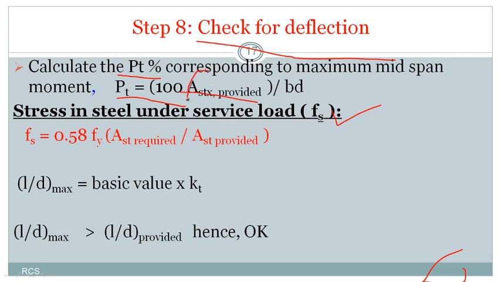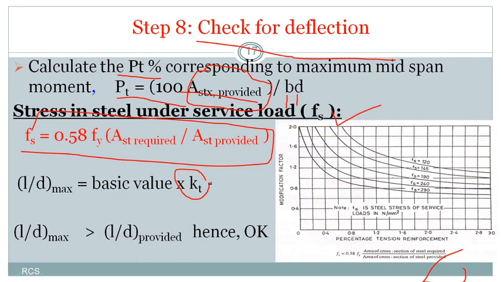What is the Ast here? The area of steel provided along the mid-span region in the x direction of the slab, and b is 1 meter width, and the effective depth is what we calculated from step 1; that value we have to substitute here. After knowing the percentage of steel, Fs can be calculated by using this formula, which is available in IS 456 2000: Fs equal to 0.58 fy Ast required by Ast provided. By using these two values we can calculate our kt.